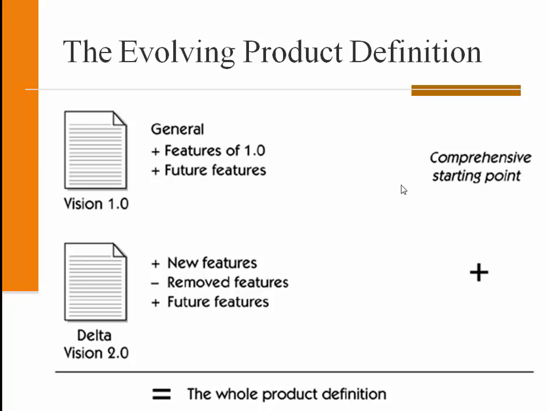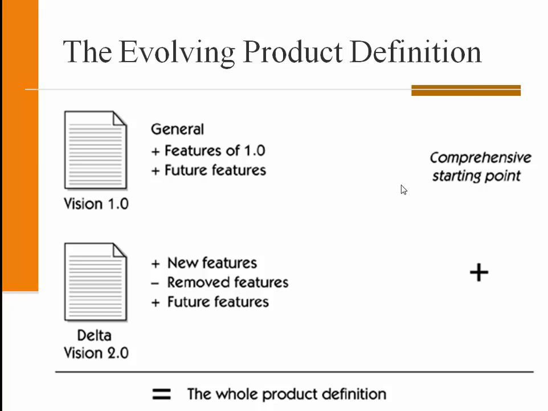I summarize it. When the product is released for the very first time, the document that we write for the product is termed as Vision document 1.0. It contains the general information about the product, the features that were being used in this product, and the future features that are yet to be added.